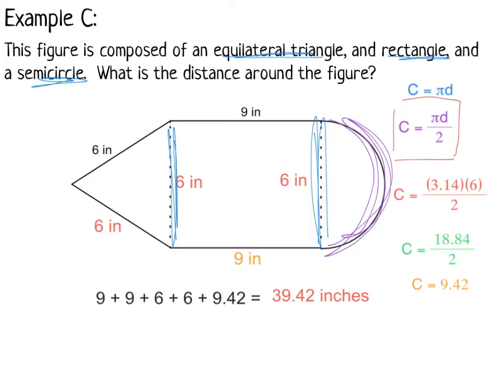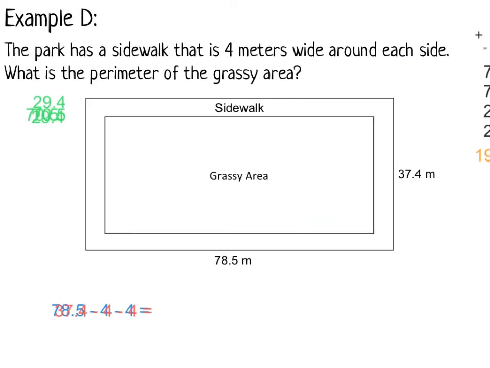Let's take a look at the last one. Example D says the park has a sidewalk that is 4 meters wide around each side. What is the perimeter of the grassy area? So we're trying to figure out what the perimeter is on the inside of our shape, just the grassy area. And we know that there's a 4-meter zone along each side, and that's the sidewalk. So we have to figure out how much each of the shapes are on the inside so we can add them together.